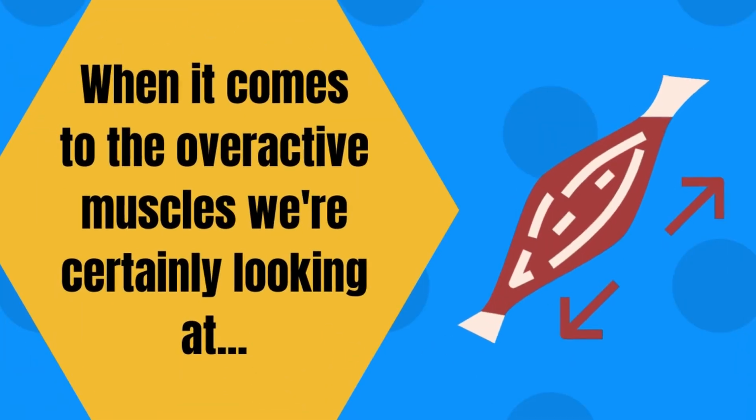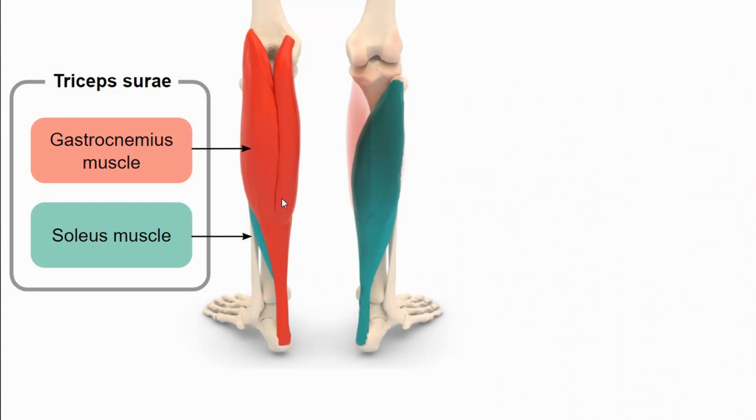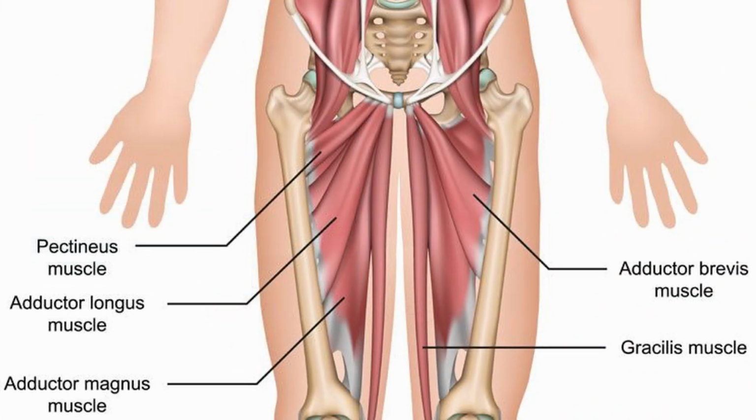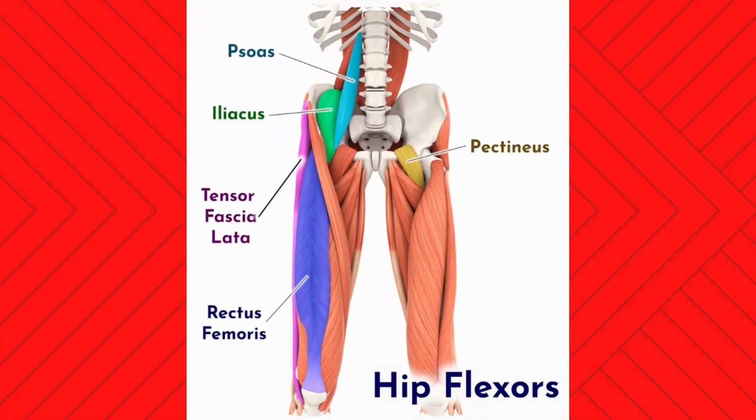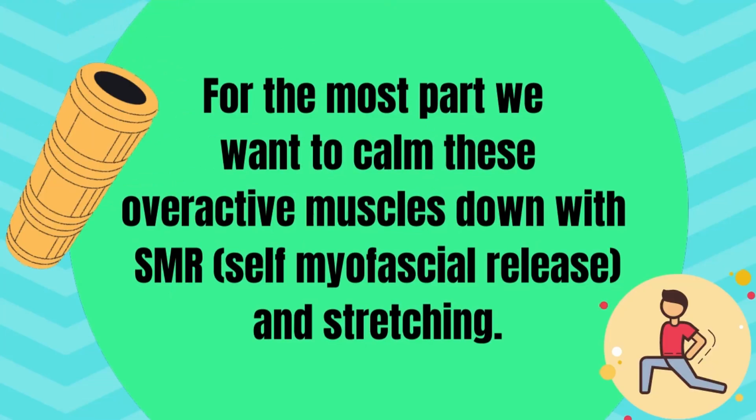When it comes to the overactive muscles, we're certainly looking at the gastrocnemius and soleus, and those are your two main calf muscles. We're looking at the adductors, or the inner thigh muscles, and we're looking at the hip flexors, which live up in this area. We want to, for the most part, calm these overactive muscles down by using SMR, or self-myofascial release, as well as stretching.